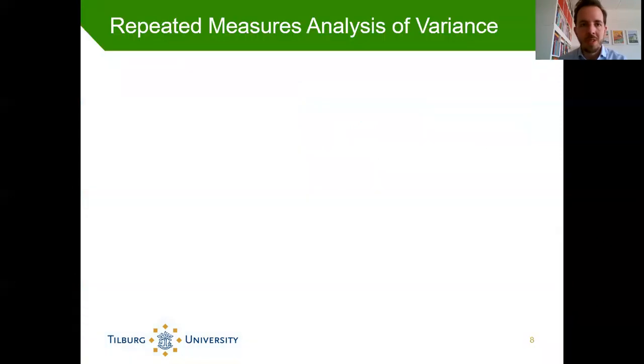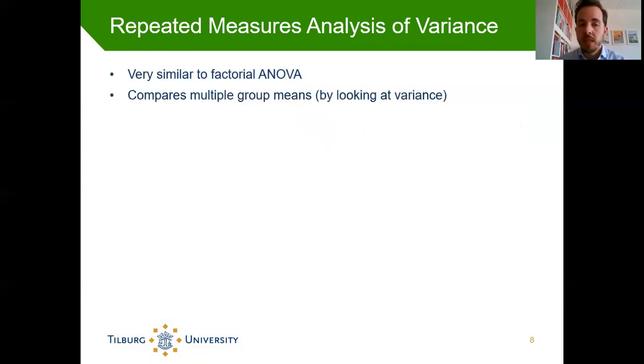And there's actually some good news to share with you, because those two types of ANOVAs, repeated measures ANOVAs and also mixed ANOVAs, are very similar in many ways compared to the factorial ANOVAs that we discussed in week 2. So it basically compares, again, multiple group means, or actually, if you want to put it more precisely, it compares the variance across various group means, as we've learned last week.